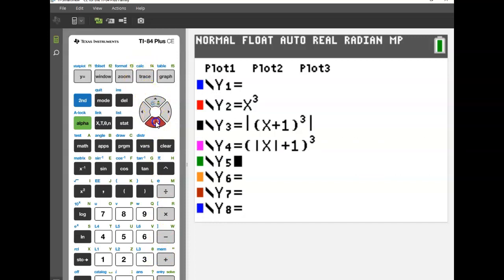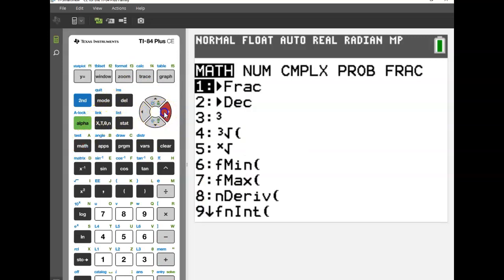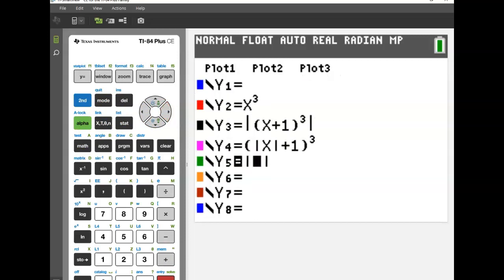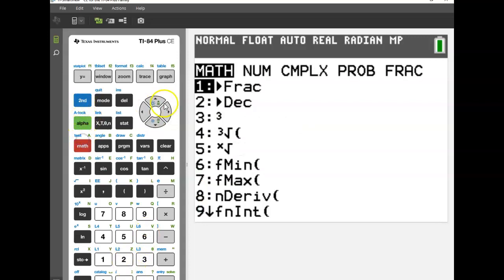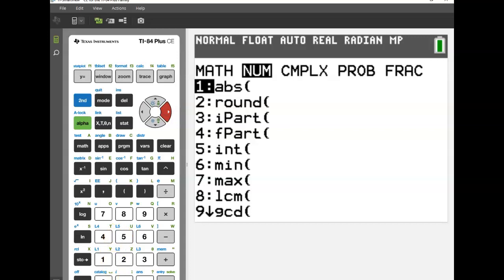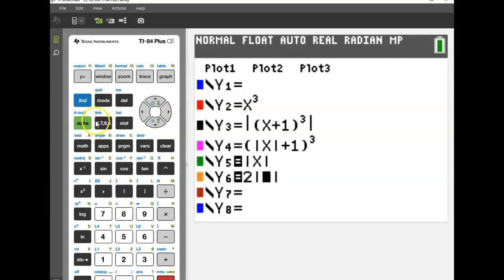Okay, so I'm going to go down here and not use those. We were graphing absolute value of x, which is under math, arrow to the right, enter, and put an x in there. So that's going to be the green one. And then the second one was 2 absolute value of x. Help me out, guys, I forgot.